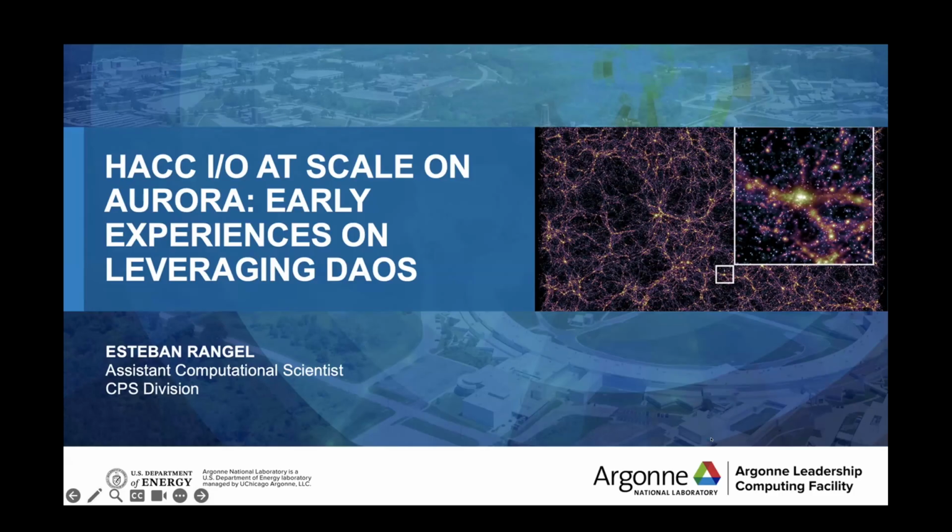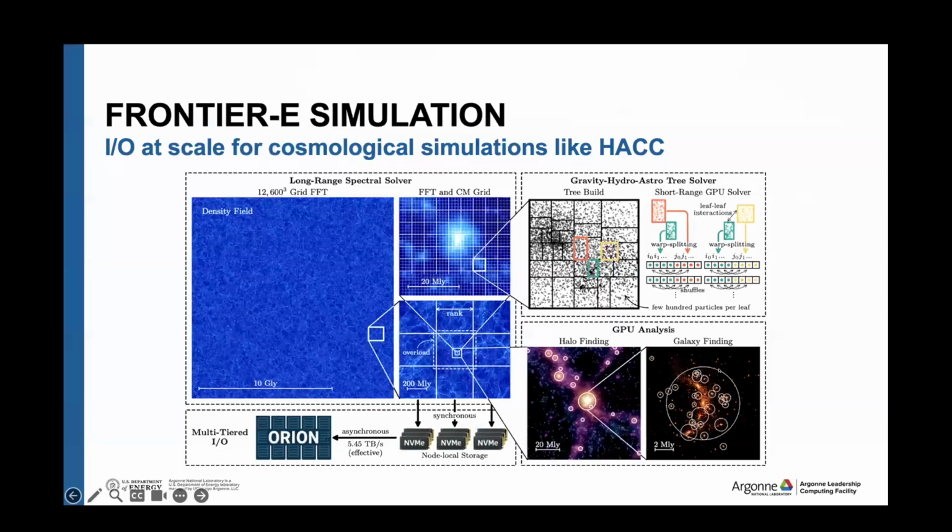So a little background on what exactly the application is. The application is called HACC. It's a hardware accelerated cosmology code. And to give you an idea of how HACC works, the illustration here is of the density field. So this is the entire volume of the simulation.